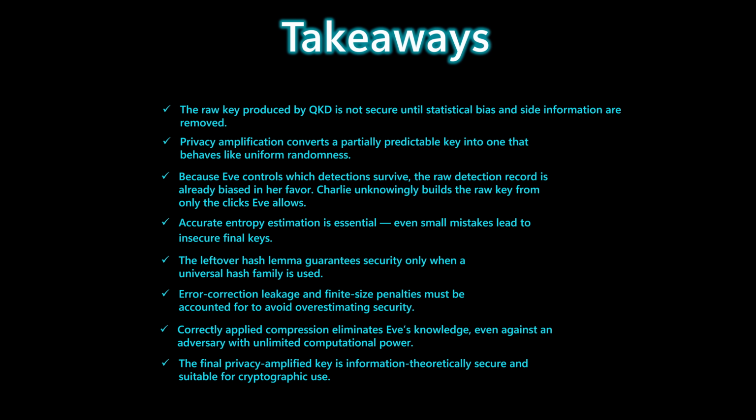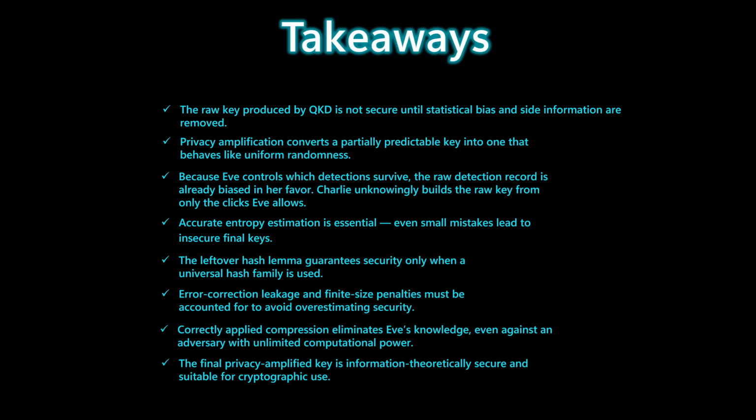Fourth, accurate entropy estimation is critical. Even small mistakes in estimating the adversary's knowledge lead to incorrect compression and insecure final keys. Fifth, the leftover hash lemma provides the information-theoretic guarantee behind privacy amplification, but only when a universal hash family is used. Classical cryptographic hashes do not satisfy this requirement, and therefore do not provide the necessary security level.